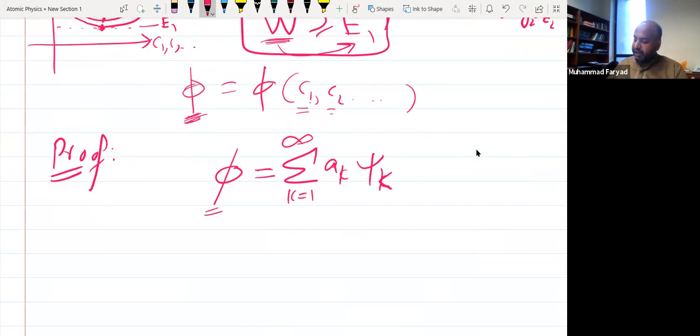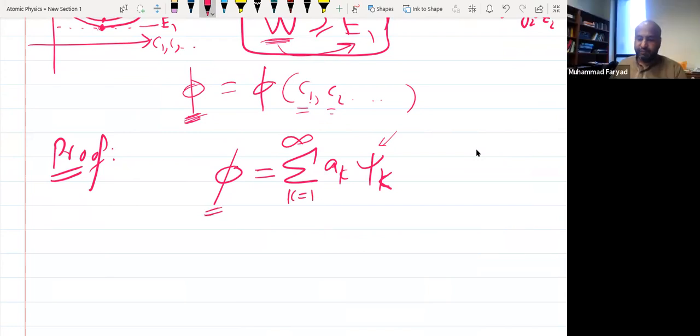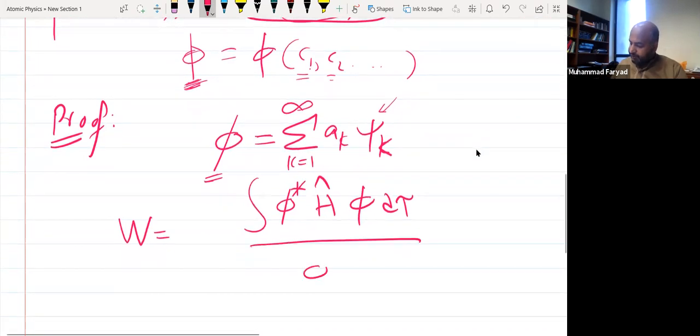So this function phi, I'm writing it as an expansion in terms of the eigenfunctions. We don't know these eigenfunctions for every problem, but whatever those eigenfunctions are, I know that I can express my phi in terms of them. So if I write phi like this, then my W would be the integral of phi star h phi d tau divided by the integral of phi star phi d tau.